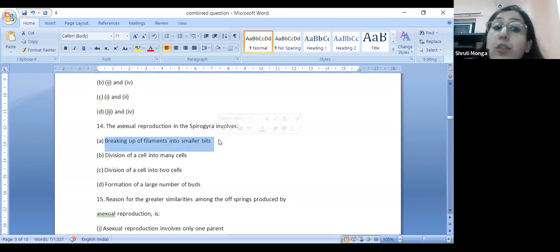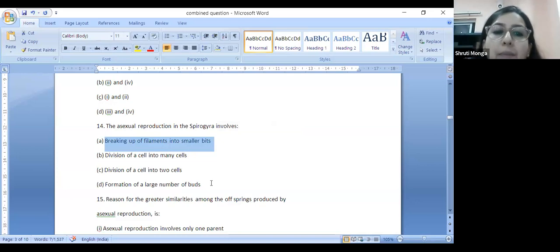If you remember, I don't know if you were there in the class when I taught this, fragmentation in Spirogyra. I showed the diagram also of the filament of the Spirogyra. So basically the filament breaks into pieces, into bits. Not the cell, but the filament entirely breaks up. Okay.